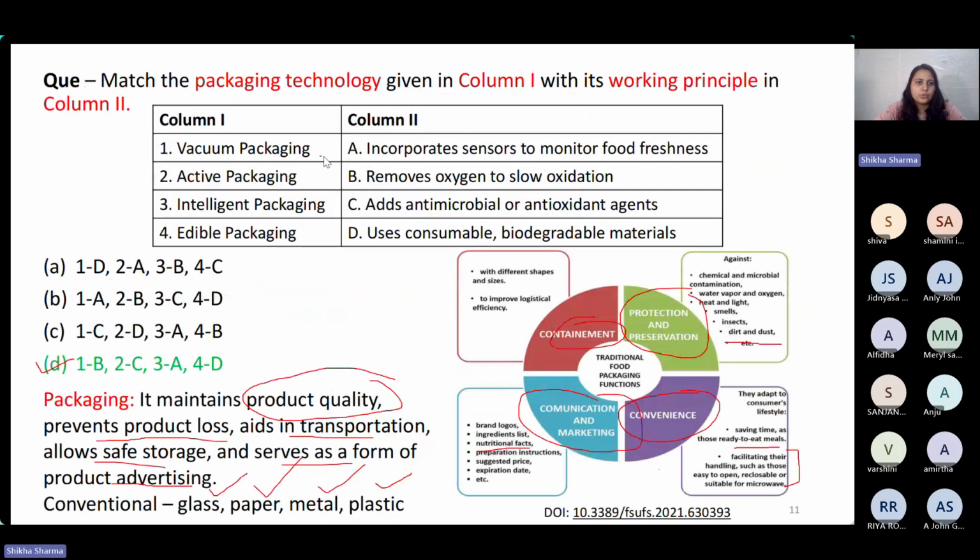So here vacuum packaging is related to removal of oxygen to slow oxidation. Then active packaging is related to addition of antimicrobial or antioxidant agents. And then intelligent packaging is related to incorporation of sensors to monitor food freshness, and edible packaging uses consumable, biodegradable materials.